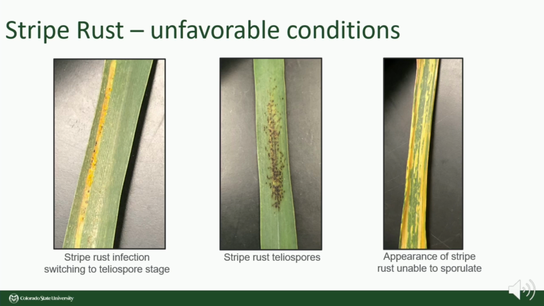In the middle image is a leaf with teliospores, and on the right you see what appears to be stripe rust infection that has been stopped and did not sporulate. Hot, dry conditions can prevent sporulation and/or stimulate transition to the next stage of the life cycle.